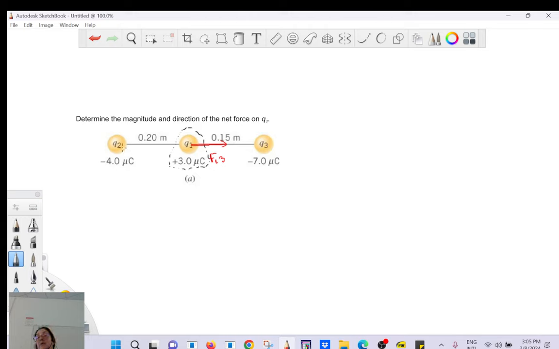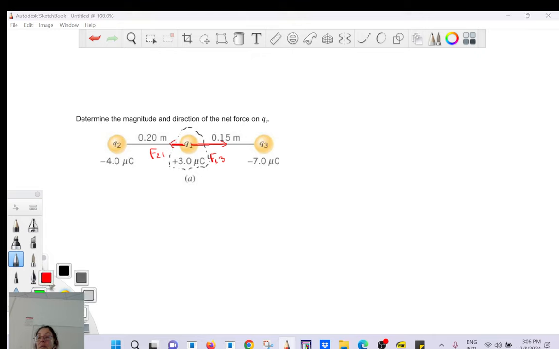What about this one? Do they attract or repel? Attract, but you see it's going to be smaller. It's going to be a smaller force because the distance here is larger and the charge here is smaller than this one. Okay, so it's going to be here, but you're going to see, we're going to do it algebraically.